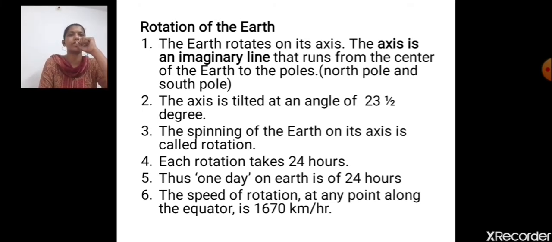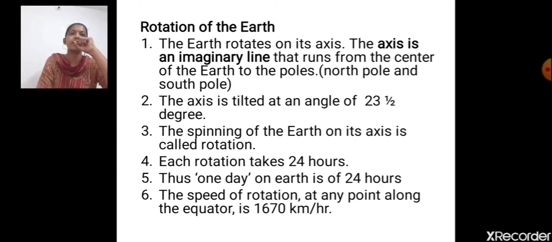Earth rotates on its axis. The shape of the earth is spherical in nature. It's like a ball shape. The axis is an imaginary line that runs from the center of the earth to the poles. That means it runs from the center of the earth, and it creates two poles, the north pole and the south pole. You cannot see it as an actual line, but it's an imaginary line.